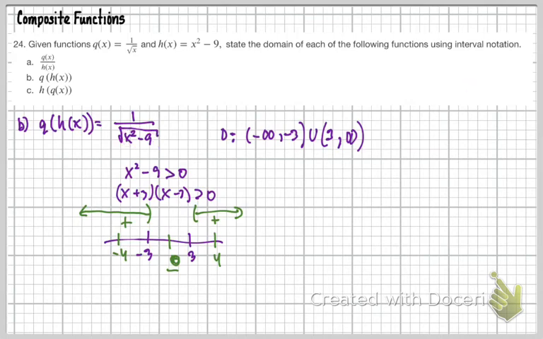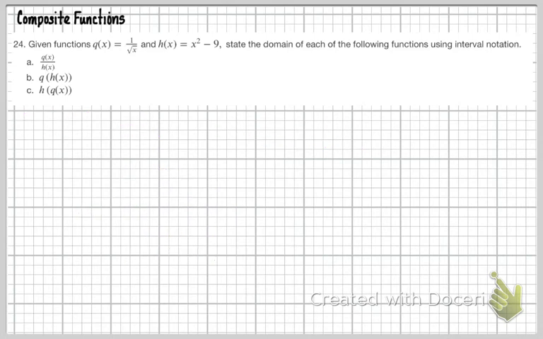Now let's do number C here. Now what we're doing with these problems is really nailing down the idea of domain here in general when we talk about composite functions. So now we're going to take h of q of x. And that means we're going to have, instead of the x, 1 over square root of x squared minus 9.